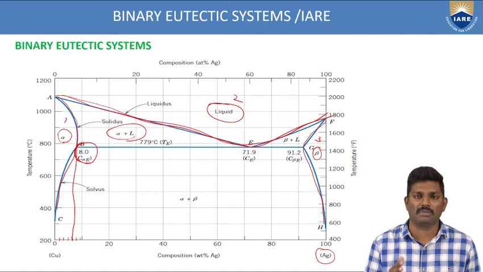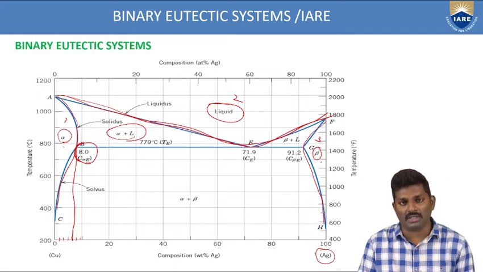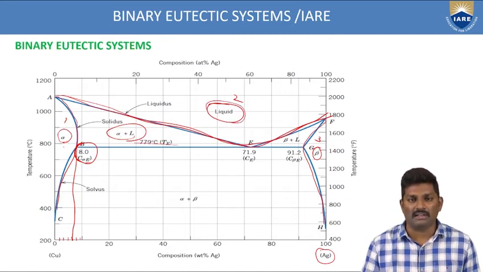And each phase is represented by alpha. Alpha represents a single phase, that is the solidus at this point. Similarly, beta is also representing the solidus line, and above the baseline you have another zone, that is the liquid. So total 3 single phases are there.